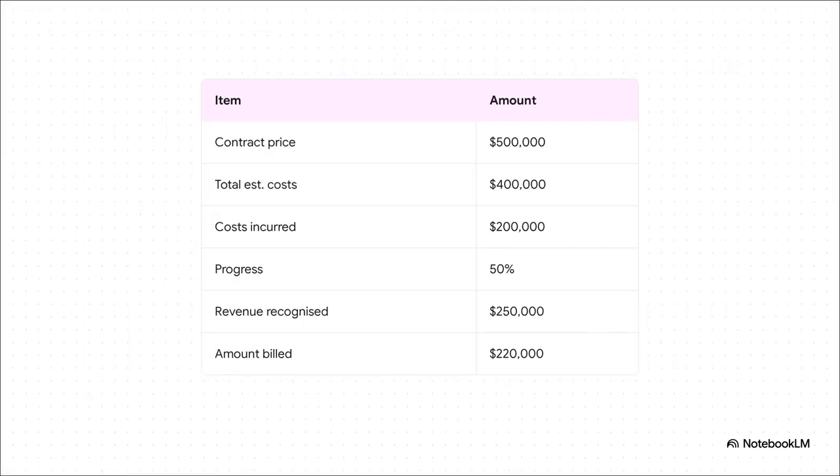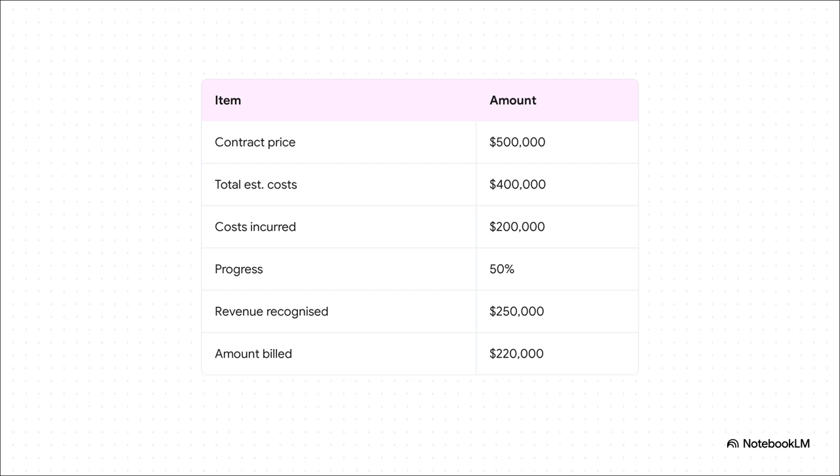Let's make this concrete with a little bit of math using that cost-to-cost method. Imagine a construction scenario. We've got a total contract price of $500,000. Our estimated cost to get the job done, $400,000. Now, let's say so far we've incurred $200,000 in costs. A little quick division, $200,000 divided by our $400,000 estimate tells us we are exactly 50% complete. And because we are 50% complete, we get to recognize 50% of the total contract price. So half of $500,000 means we recognize $250,000 in revenue to date.